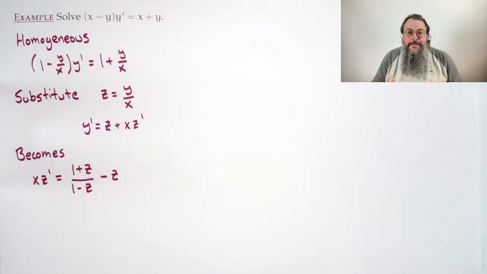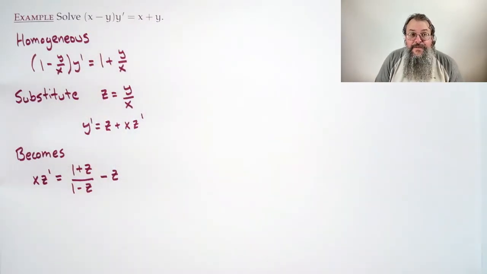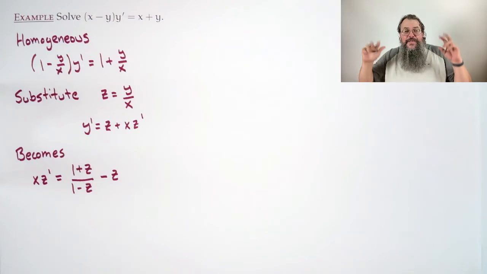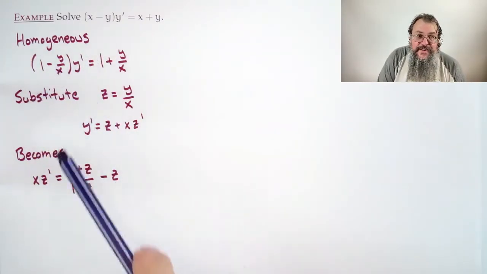We're joining this problem currently in progress. So the problem said, solve, you have x minus y times y prime equals x plus y. And we said, hey, look, all these terms, they're kind of polynomial with the same degree. So that's homogeneous, same degree.